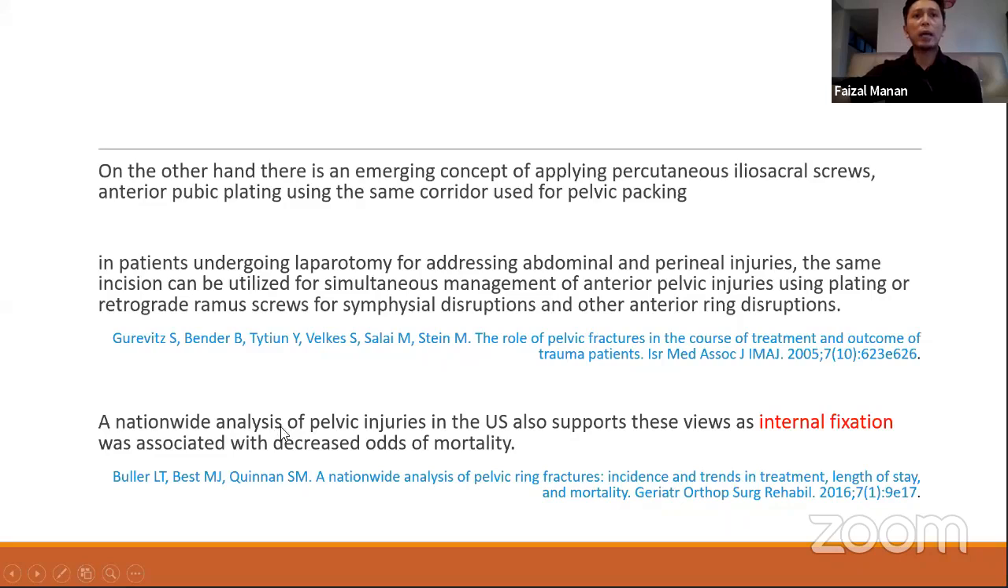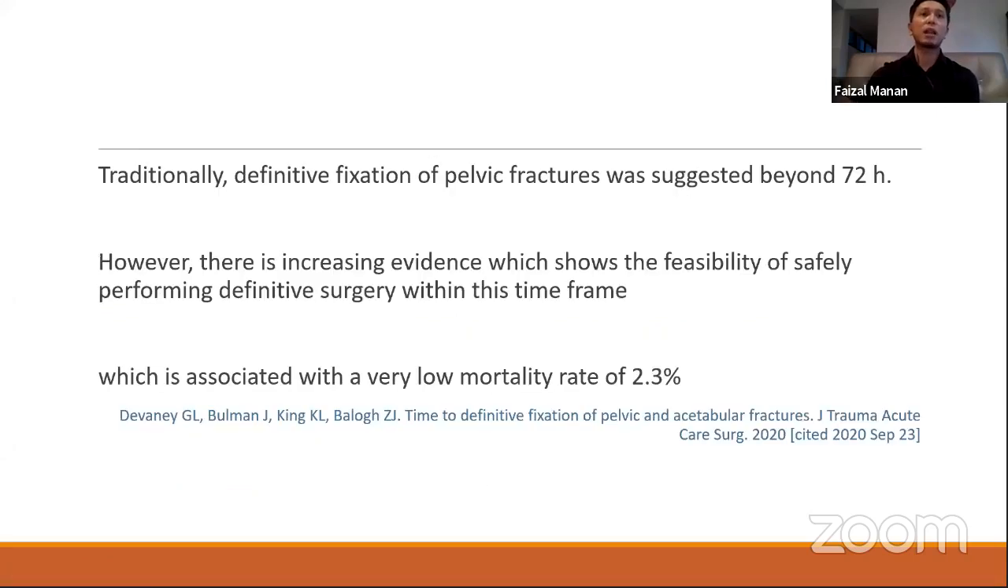So a nationwide analysis of pelvic injuries in the US also supports the use of internal fixation. Definitive internal fixation was associated with decreased odds of mortality. So meaning that if you put a plate, if you put a screw, you can actually, to a certain extent in the US, they found decreased odds of mortality.